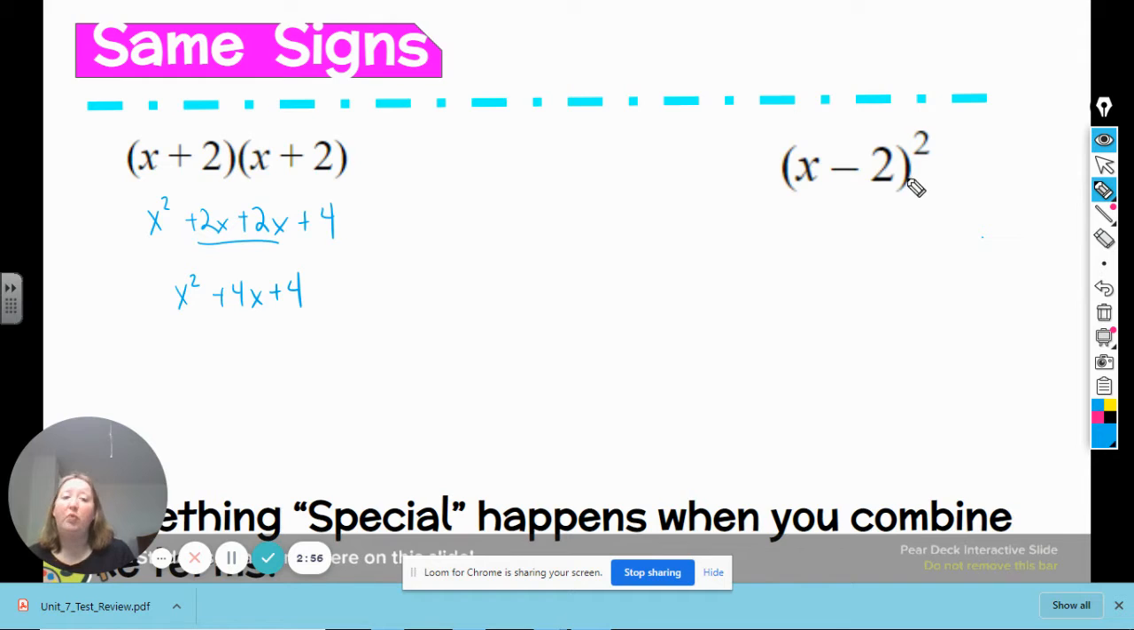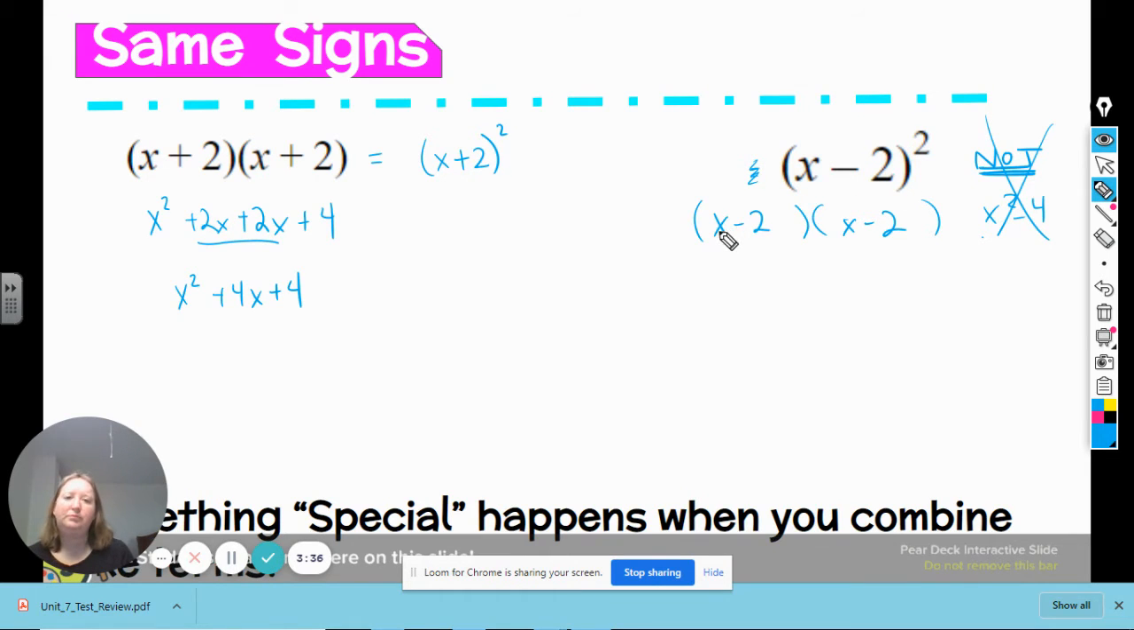Another way to write this problem would have been x plus 2 squared, like this. These mean the same thing. And this one, x minus 2 squared, means the same as x minus 2 and x minus 2. Those mean the same thing, okay? It's not x squared and then square this. No, that's not what you do. You don't just square the terms, because you're squaring the whole parentheses.